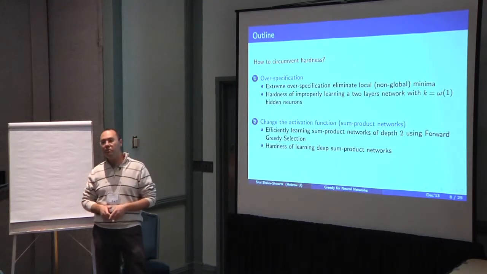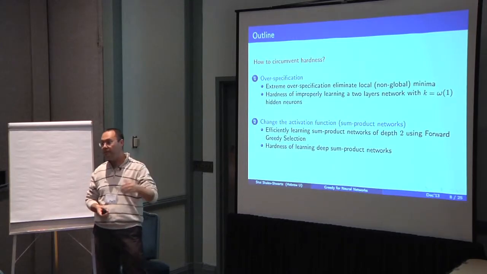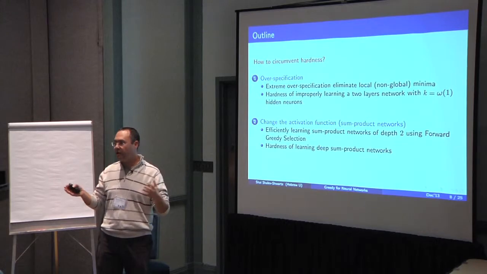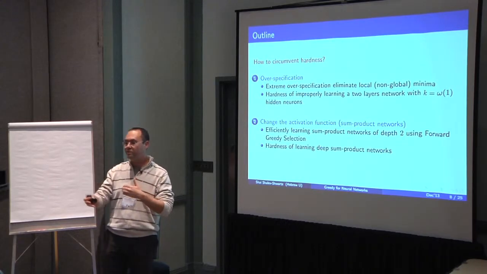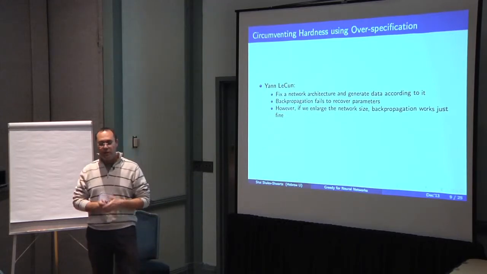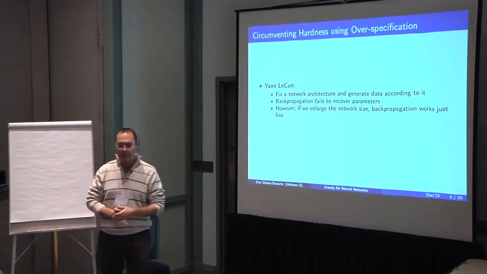Then the question is, what about networks of larger depth? And I will show some hardness result for very deep sum product networks. And there is a big open question of what comes in between. Okay? So let's start with the idea of overspecification.